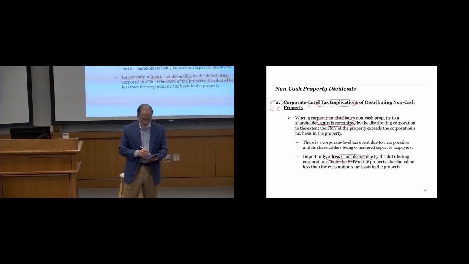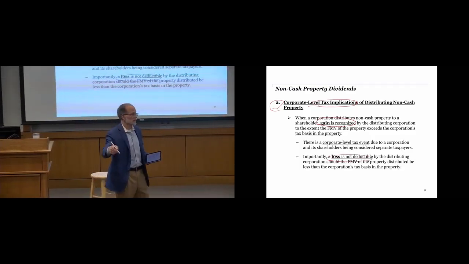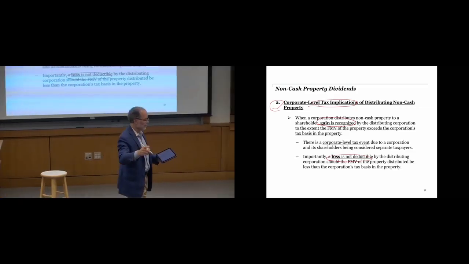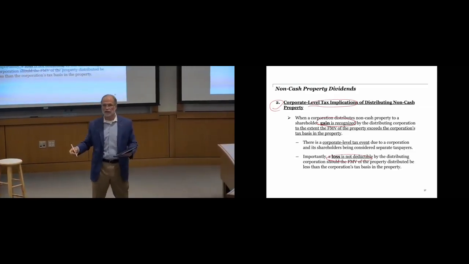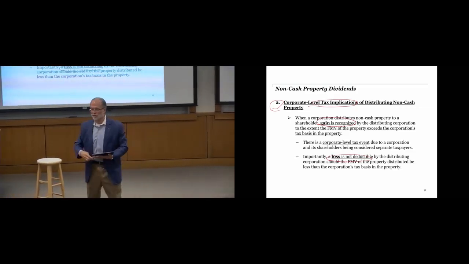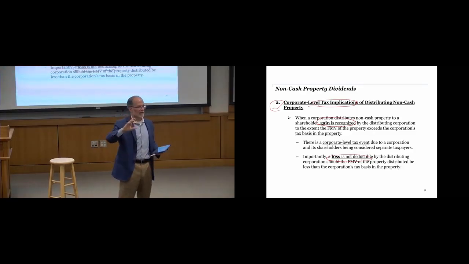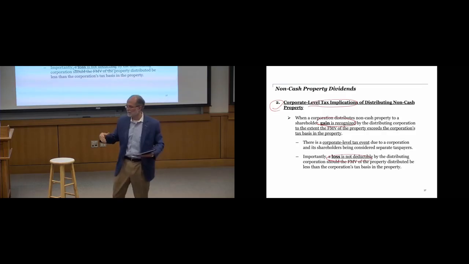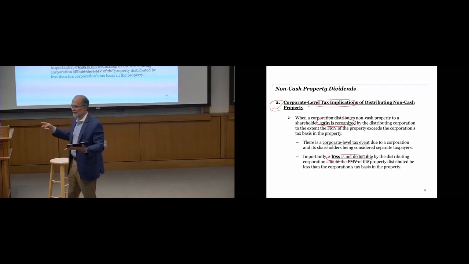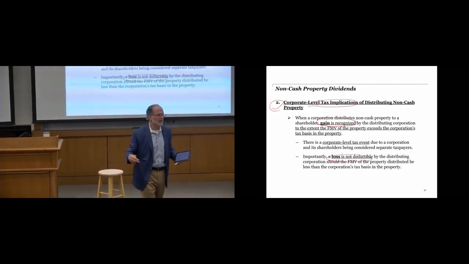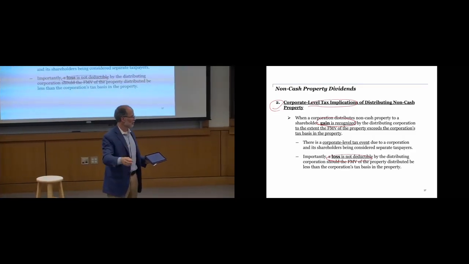It's a one-way street here. If there's a loss in the property, the loss is not deductible. Okay? And I think this is probably premised on the fact that it has the connotations of a related party transaction if you're distributing it to a shareholder, even though you technically might not be a related party. But the way they wrote the rules is gain is recognized, loss is not recognized.